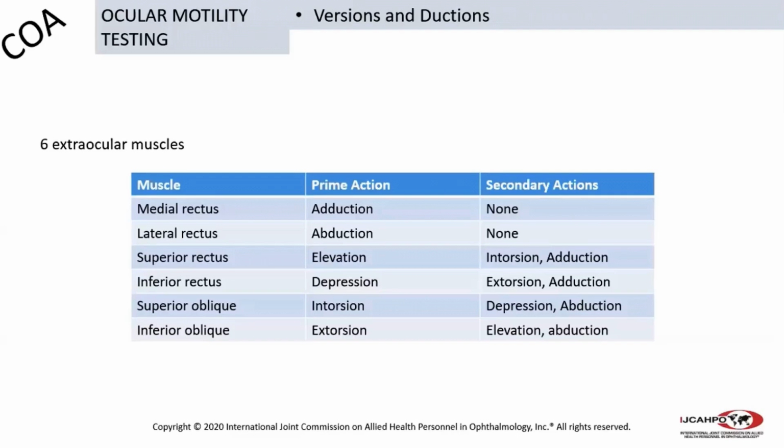The superior rectus's primary action is to elevate, and secondary actions are intorsion and adduction. The inferior rectus, its primary action is a depressor, and secondary actions are extorsion and adduction. The superior oblique, its primary action is to intort, secondary actions are depression and abduction, and lastly, the inferior oblique, its primary action is extorsion, secondary actions are to elevate and abduct.